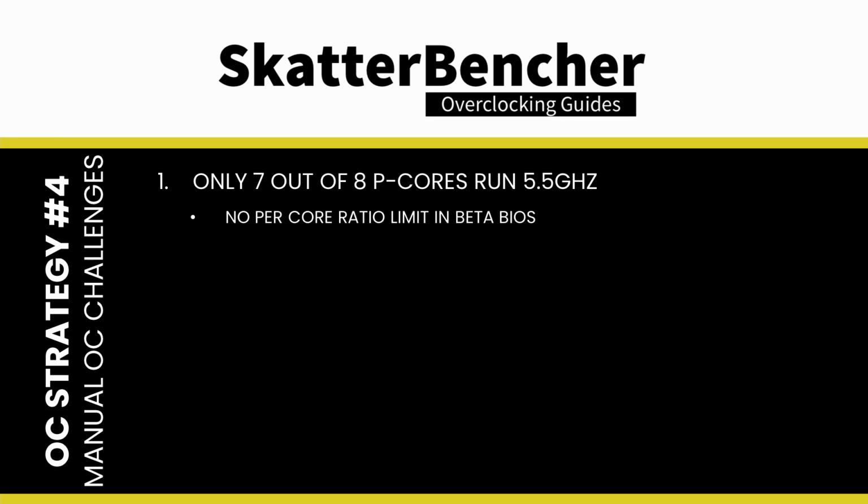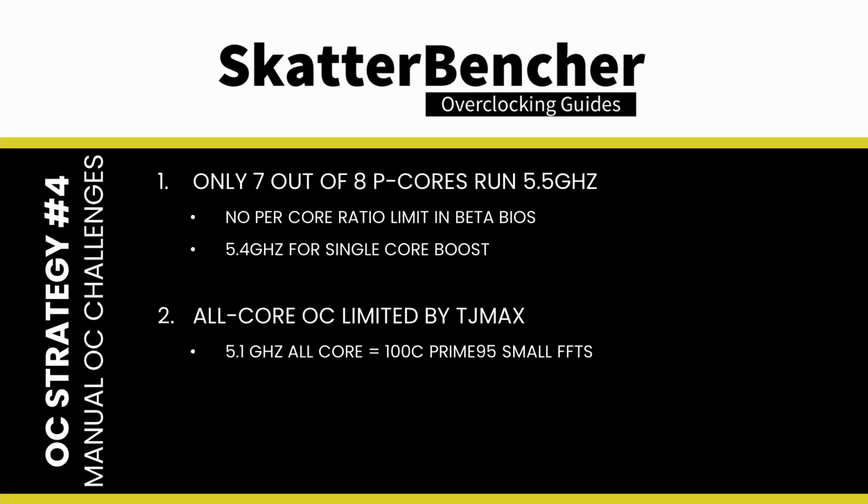Intel does offer a feature called per core ratio limit, which allows us to restrict each P-core to a maximum ratio. In our case, we could use this function to limit the weakest core to 5.4 GHz, while the other cores can go up to 5.5 GHz. Unfortunately, this option was not yet available in the beta BIOS I tested. So we're stuck at 5.4 GHz for a single-threaded boost, but that's still 100 MHz higher than our previous strategy. Second, we can further increase the all P-core frequency to 5.1 GHz, but then we're hitting the TJ max, or maximum temperature, of 100 degrees Celsius when stability testing.